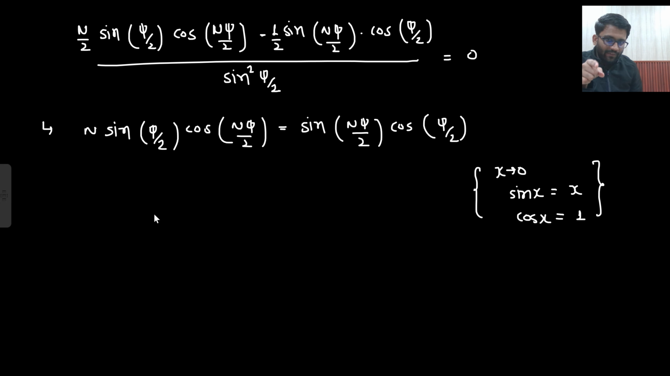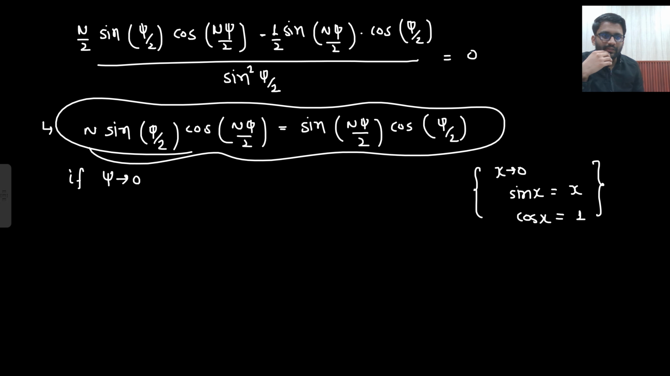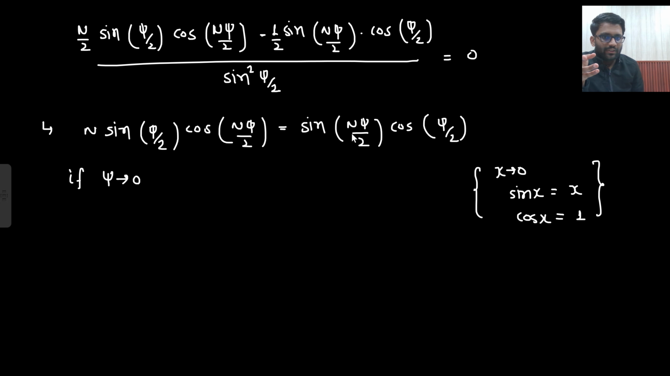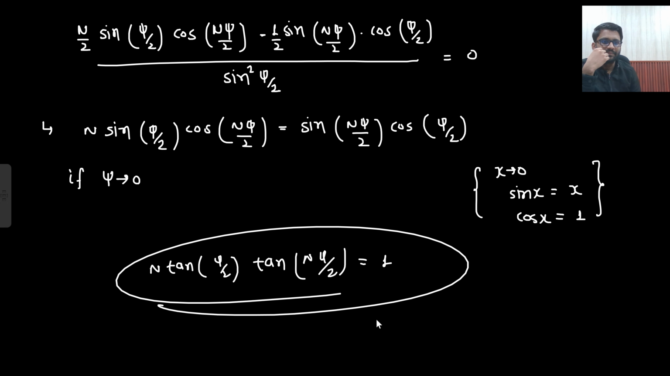So here if I say that my phi is tending towards 0, now I cannot solve this equation, right? Can you solve this equation? If you solve this equation, what are you getting? Here you will be getting a term of tan and again a term of tan. So what are you left with? n tan(phi/2) into tan(n phi/2) is equal to 1. This is what you are getting. Then how will you solve next?